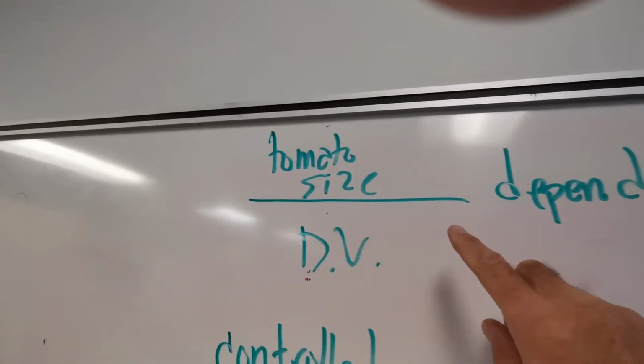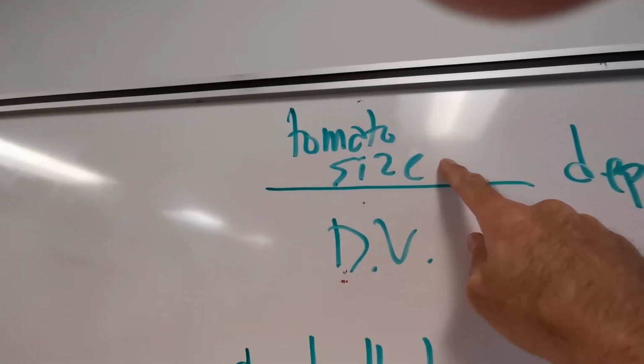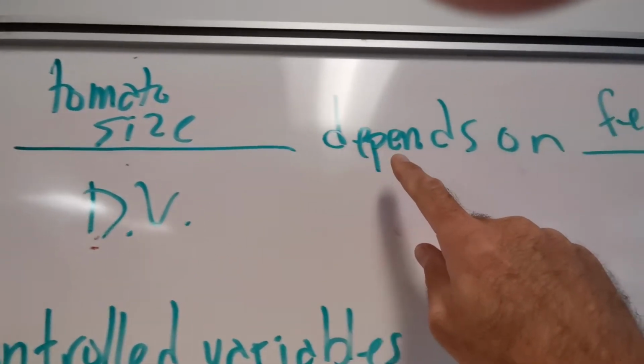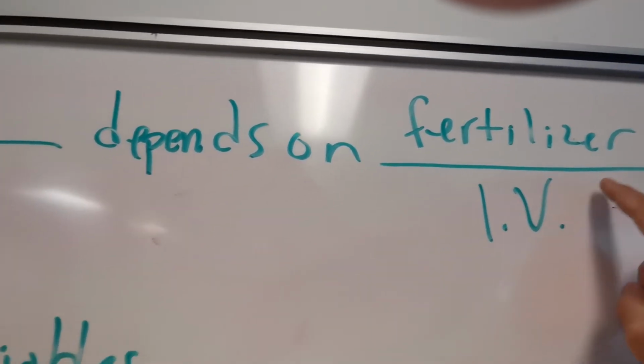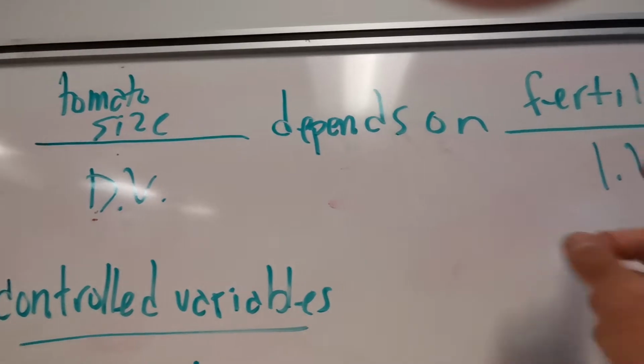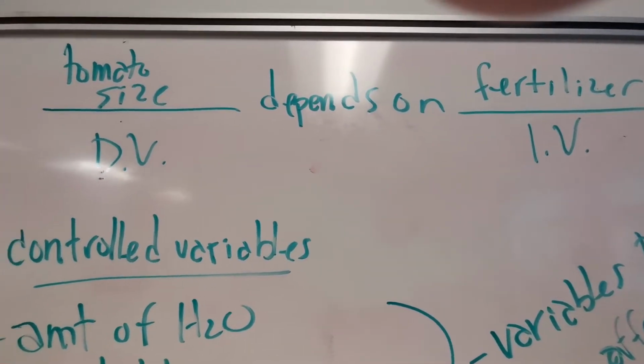And in this case, our dependent variable is the tomato size. Whether we're measuring by circumference or mass, that's not really important right now. And your independent variable is fertilizer, okay? And that should make sense. If you put it backwards, fertilizer depends on tomato growth, that makes no sense. It should be pretty obvious.